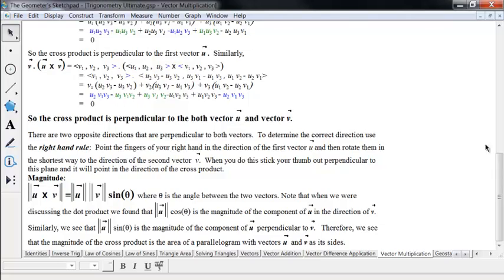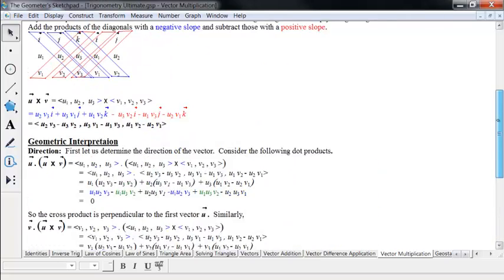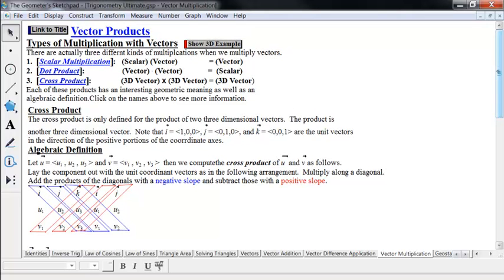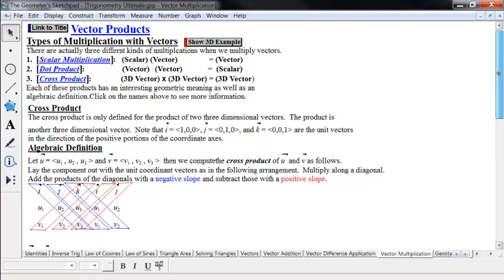And so that's the basic interpretation. We need to follow this up with some examples, and I'll follow that up in a minute.